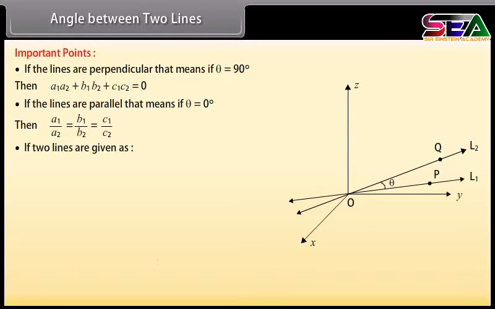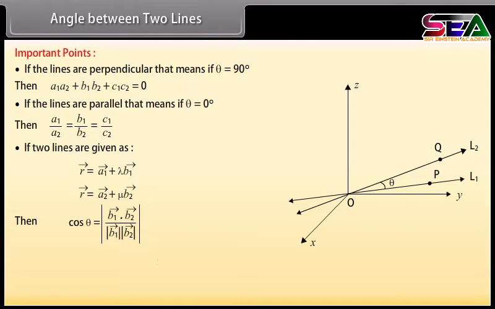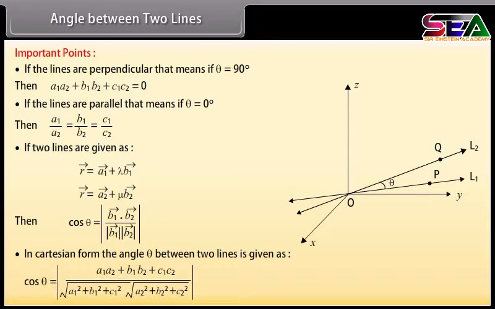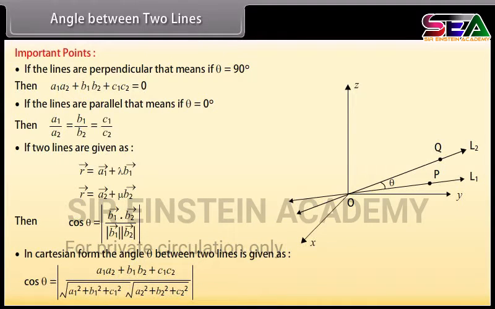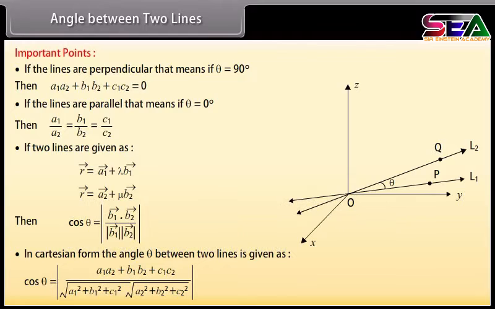If two lines are given as vector r equals vector a1 plus lambda vector b1, and vector r equals vector a2 plus mu vector b2, then cos theta equals modulus of vector b1 dot vector b2 by modulus of vector b1 into modulus of vector b2. In Cartesian form, the angle theta between two lines is given as cos theta equals modulus of (a1a2 plus b1b2 plus c1c2) divided by the square root of (a1 square plus b1 square plus c1 square) into the square root of (a2 square plus b2 square plus c2 square).